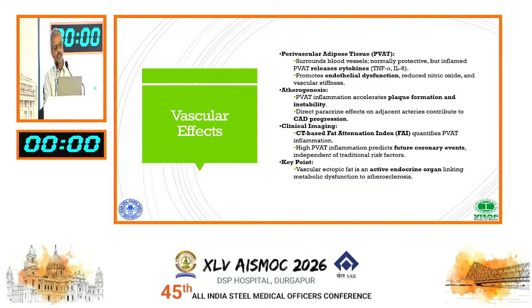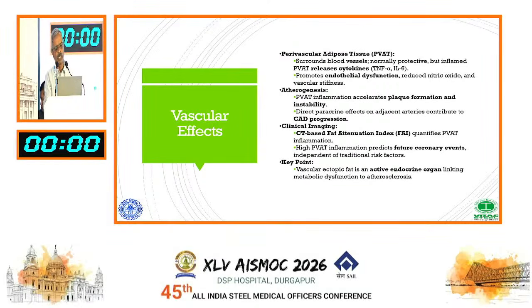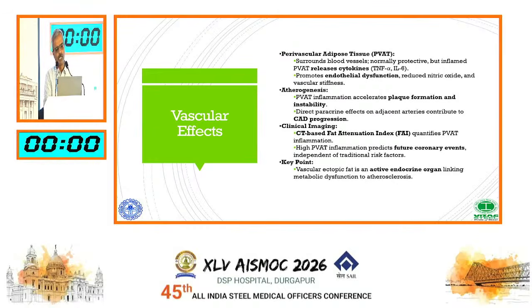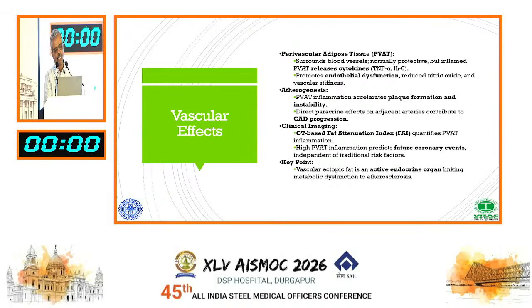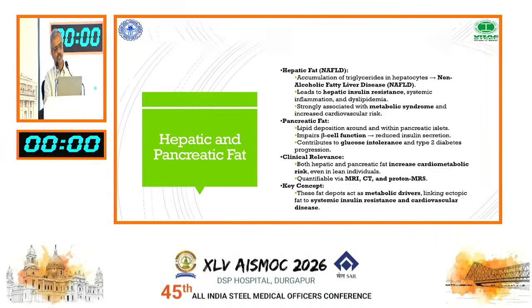Vascular effect: perivascular adipose tissue surrounding blood vessels normally protects, but inflamed perivascular adipose tissue releases cytokines, promotes endothelial dysfunction, and reduces nitric oxide. Atherogenesis leads to plaque formation and instability. Direct paracrine effect on adjacent arteries contributes to CAD progression. Clinical imaging use is CT-based fat attenuation index, and the key point is that vascular adipose tissue is an active endocrine organ linking metabolic dysfunction to atherosclerosis.